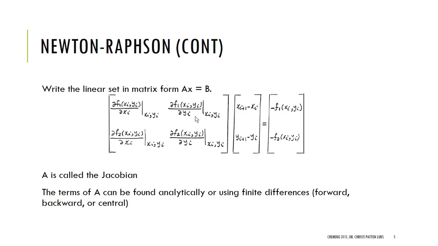Now, these values here for A can be found analytically if you have a functional description, or if you have data, you can do this using finite differences. So the forward finite difference, or the backward, or the central, depending on what information you have and how precise you want your answer to be. So we can evaluate these in a variety of ways, and we can solve this system of equations in a variety of ways.